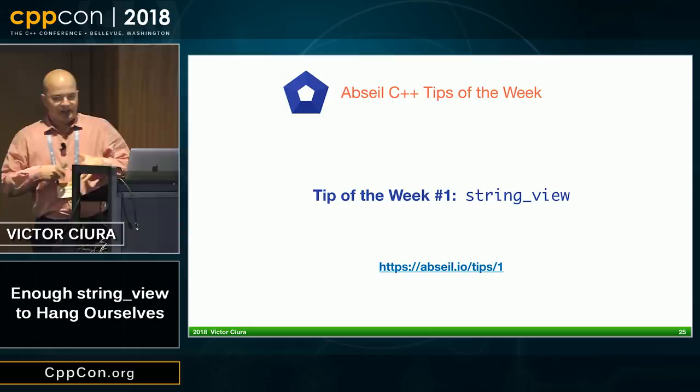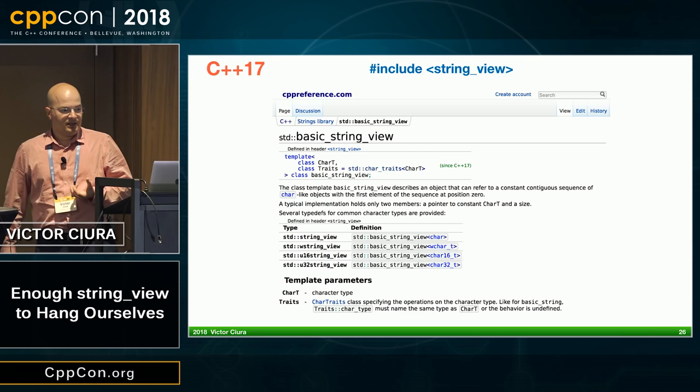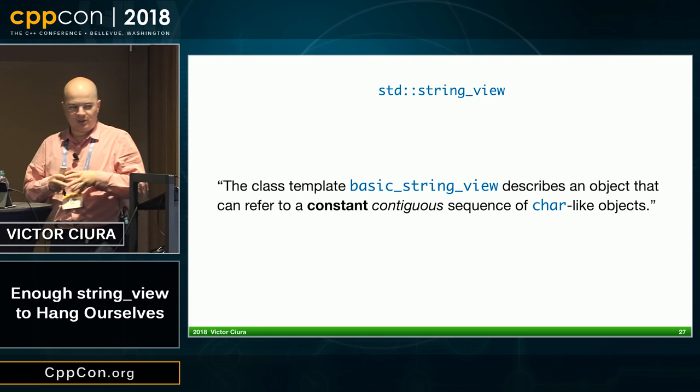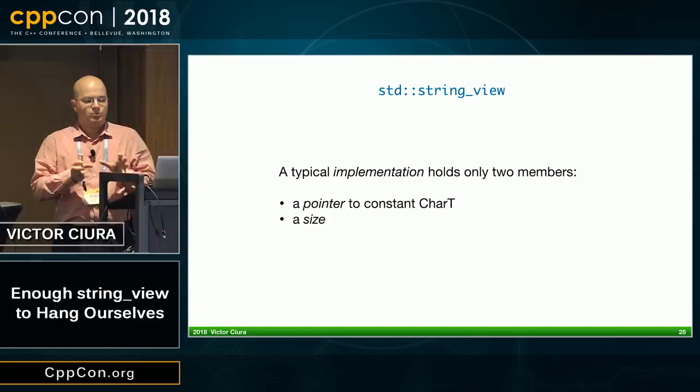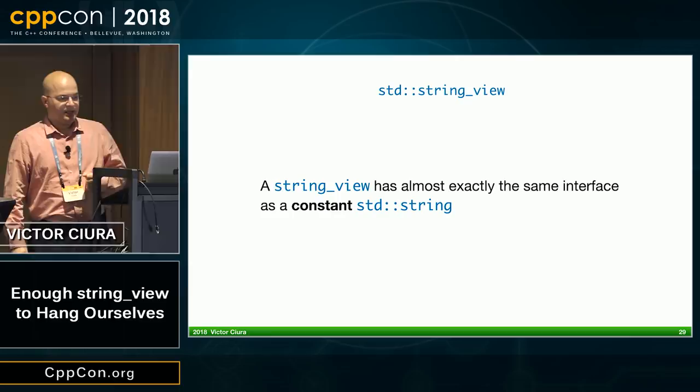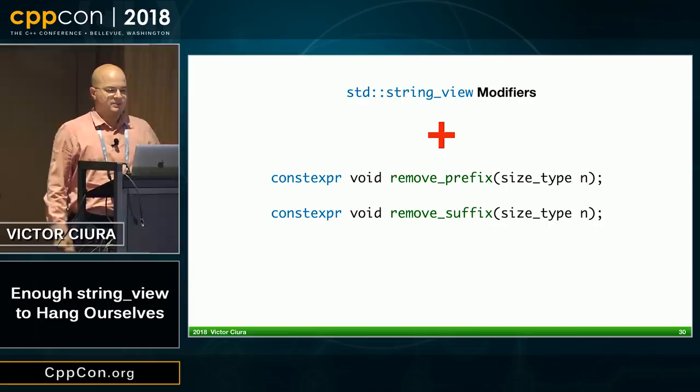So if we go back to our standard vocabulary type of string view and try to make sense of its definition and its purpose, we basically determine that it's an object that can refer to a constant contiguous sequence of characters, the keyword here being a constant sequence. Conceptually, it is a pointer and a size, so it's a very simple structure underneath. And it has, intentionally, the same interface as standard string, the constant parts anyway, plus some utilities specific to moving a view throughout a buffer, like removing a prefix or a suffix.